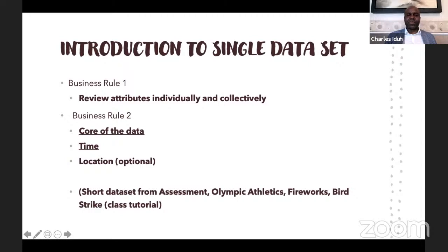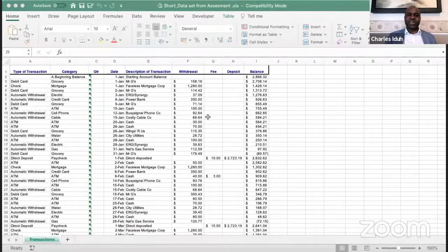An example of a single entity data is this. Let me bring up one. This is an example of a single entity data, okay? Let me make it bigger. You will see that it's got just one tab, and that's the whole data that you have. That's it. So this is a single entity data, all right?